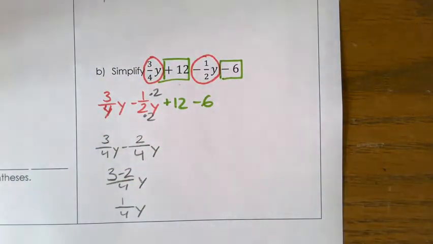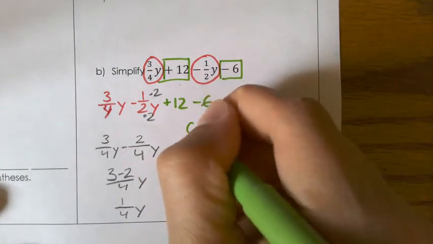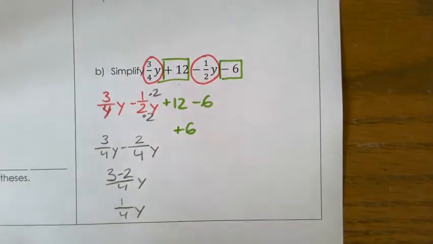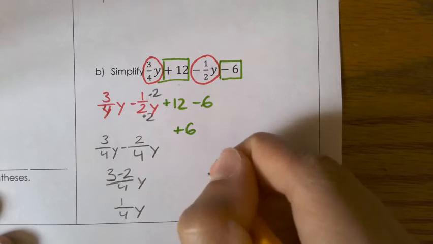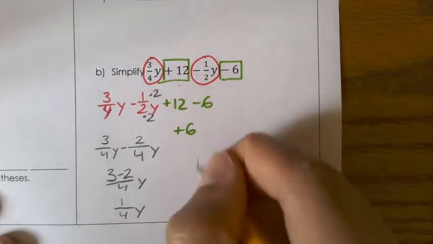Okay, let's look at the green ones. 12 take away 6. Well, that's straightforward. It's going to be 6, right? So now we need to put, or +6. Now we need to put those together. Our answer is 1/4 y plus 6.